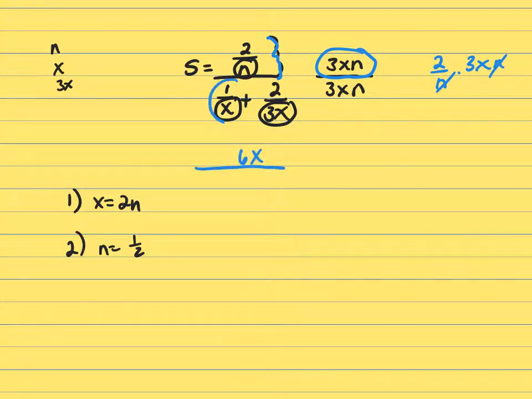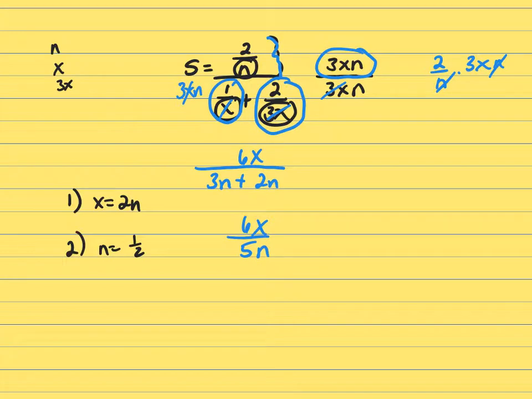And now multiply this by 3xn. And you see how the x's cancel? You're left with 3n. And now multiply this by 3xn. 3x's cancel, and you're left with 2n. So this is 6x over 5n. It's a much nicer form.